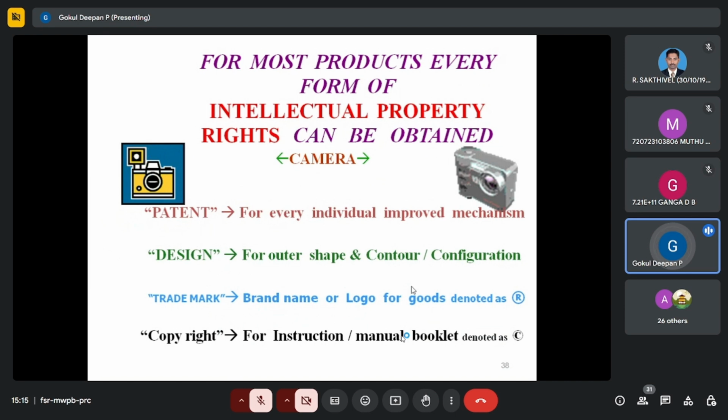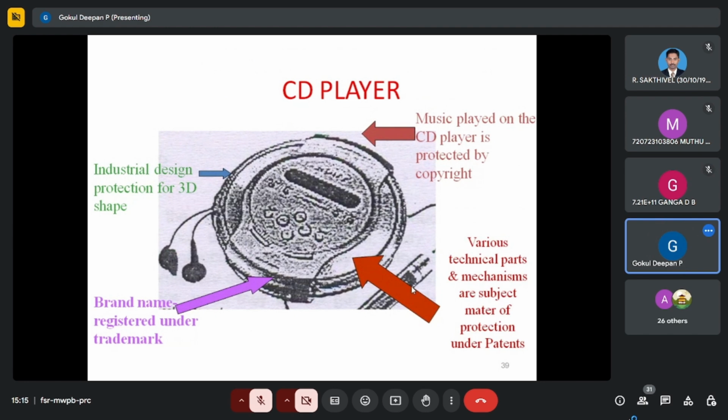For most products, every form of intellectual property right can be obtained. So, a patent for every individual product improvement or mechanism, a design for its shape and control configuration, a trademark, brand name, or logo for the goods, and copyright for the instruction manual booklet. It's C. So there is a symbol. It's a trademark, or they put a round around the C for copyright. It's a symbol, shown here.